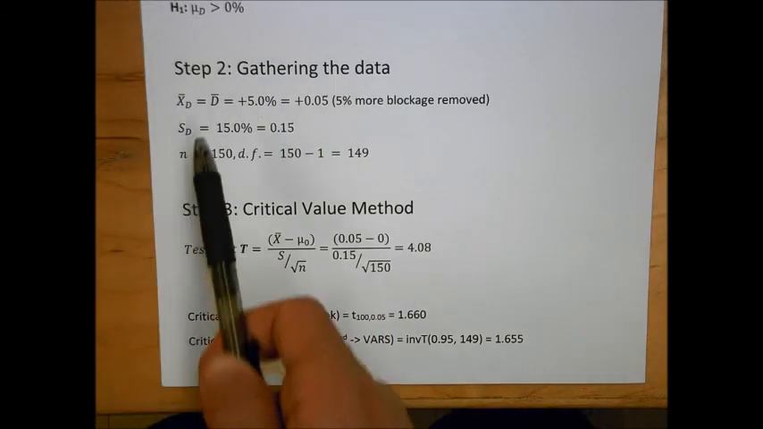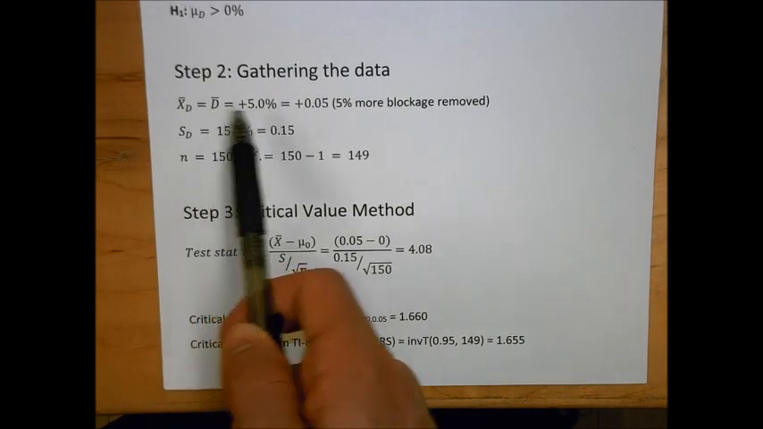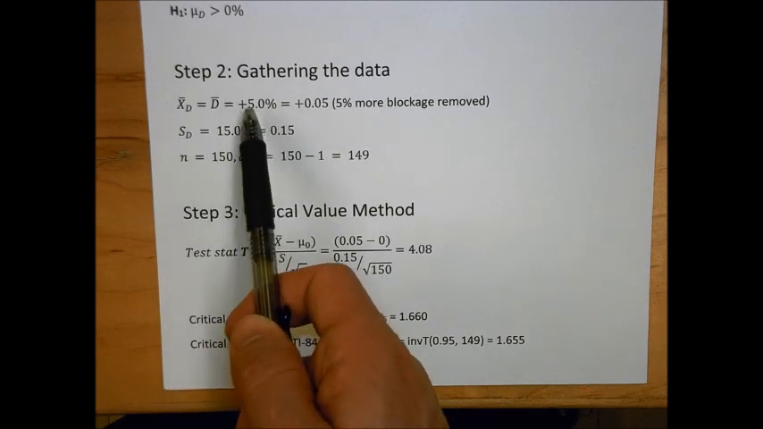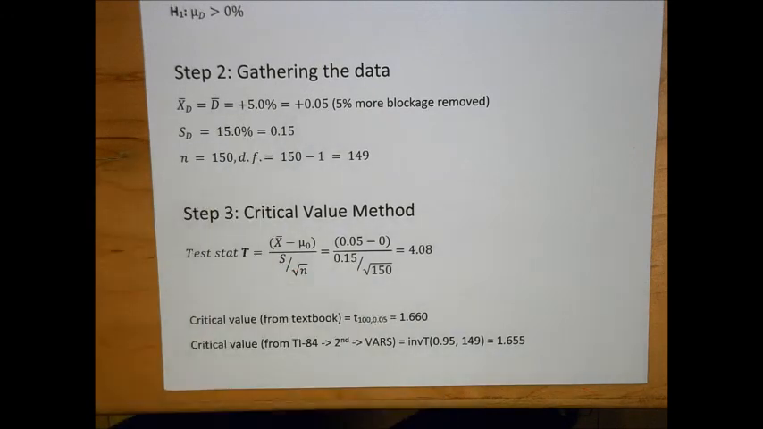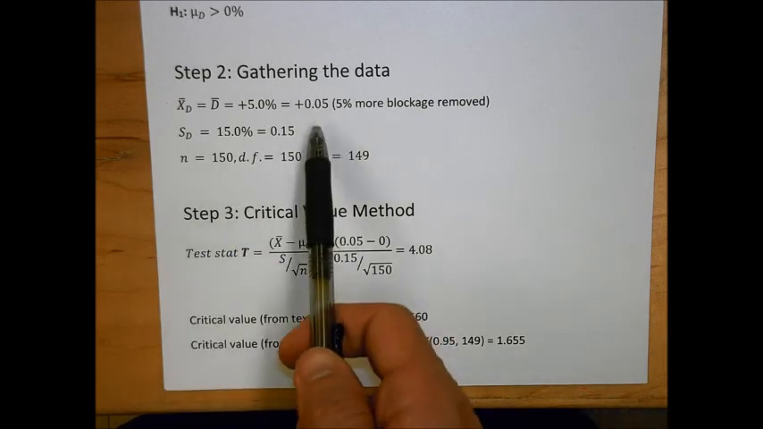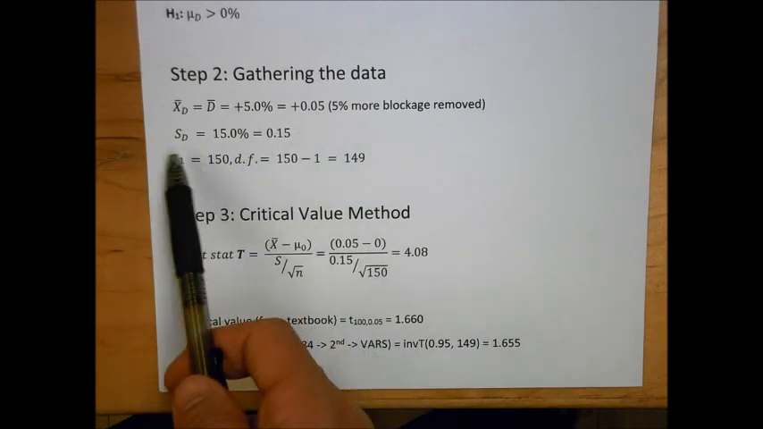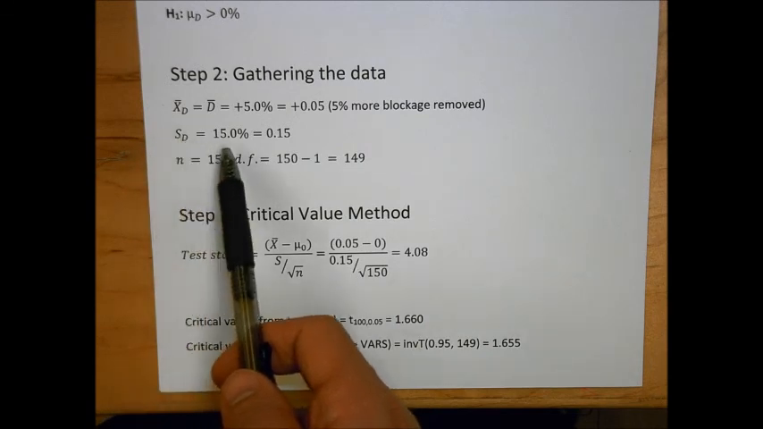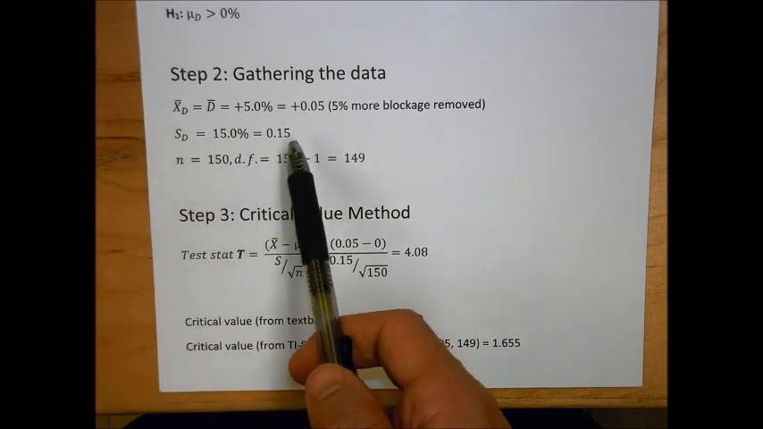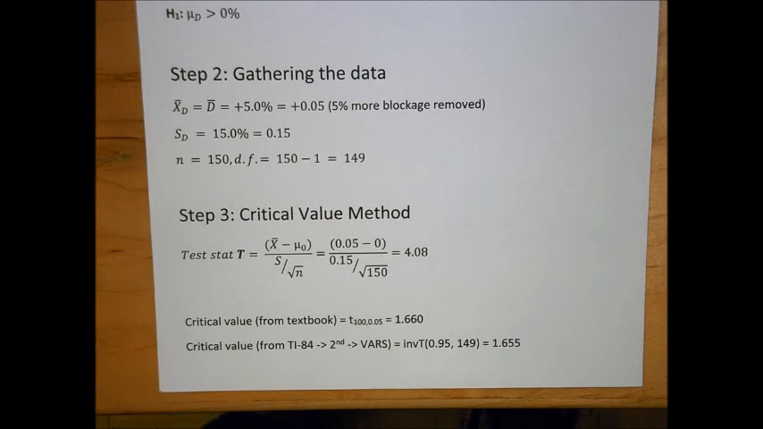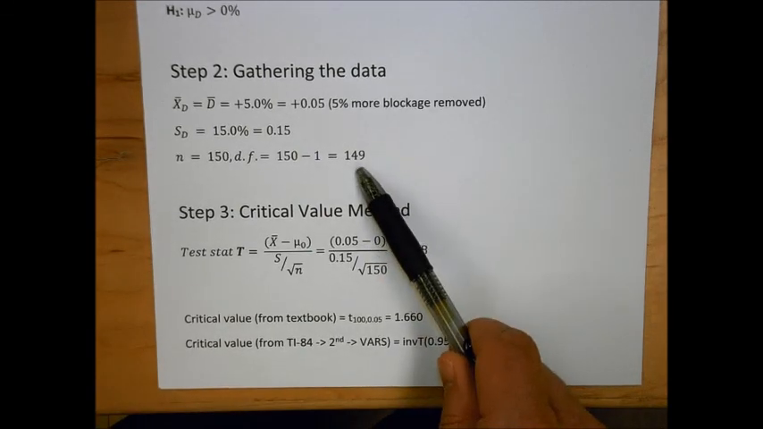Here we have an average difference, a d-bar, of 5% additional blockage removed from the drug group than the placebo group, and we can convert that into a decimal as 0.05. The standard deviation was reported to be 15%, or 0.15, and the sample size would have been 150 matched pairs. Thus, the degrees of freedom is 149.